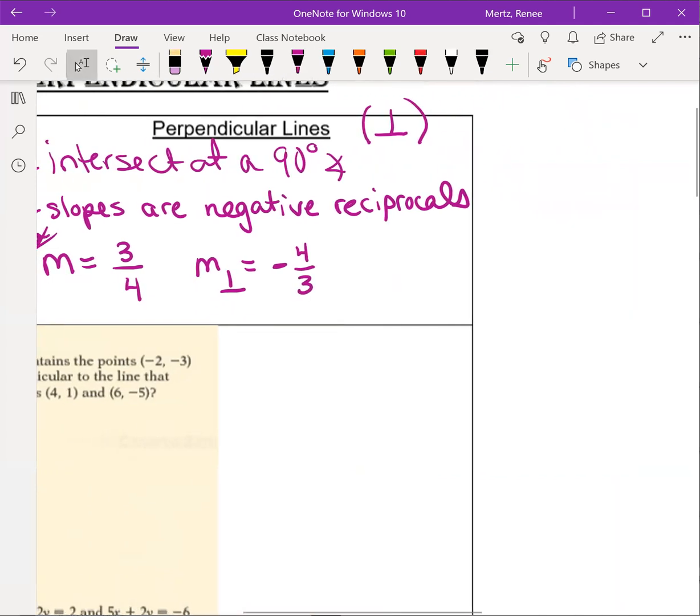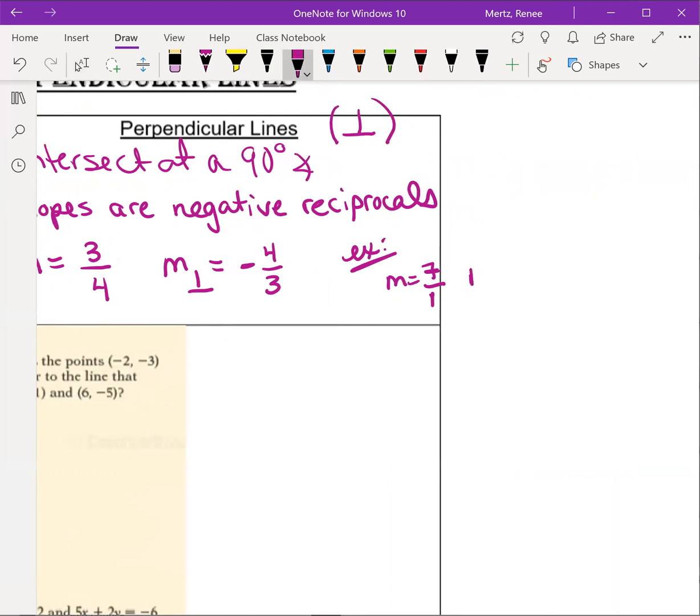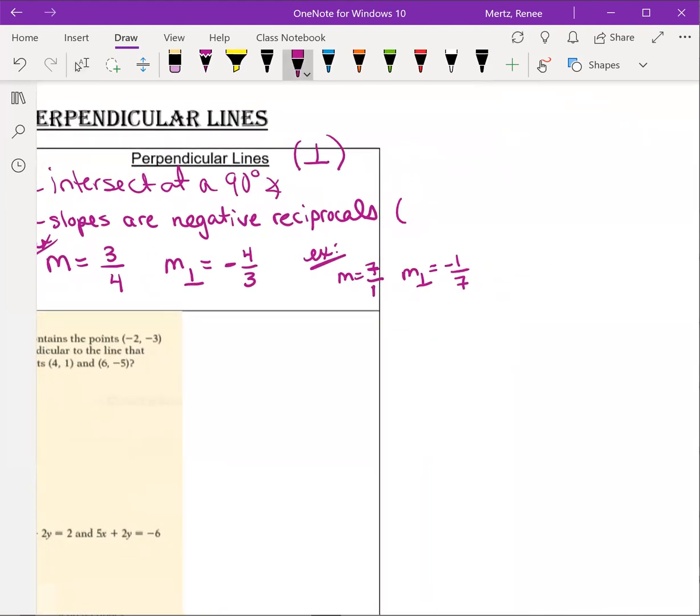So let's do one more of those. How about if my slope is equal to 7? 7 isn't currently a fraction, so let's make it a fraction. We'll put it over 1. The slope of the perpendicular would be what? Excellent, -1/7. Good job. Flip and negate. So negative reciprocals means flip and negate. If it's not a fraction already, just put it over a 1.